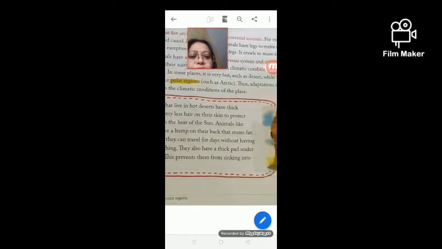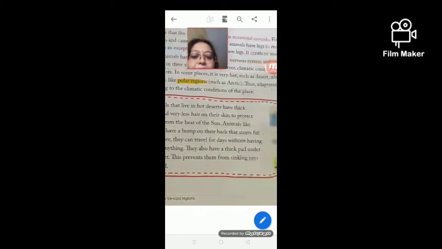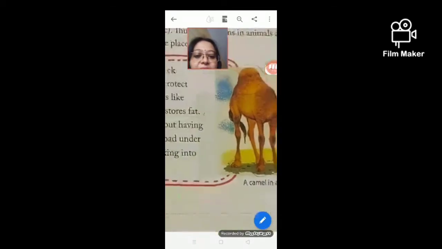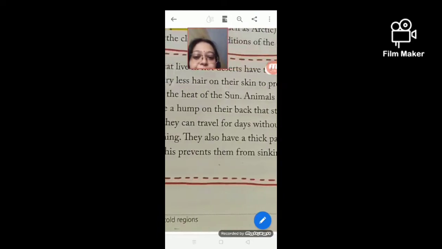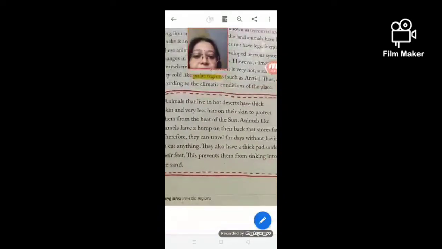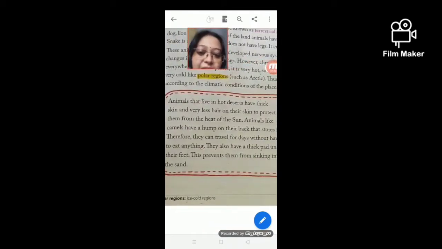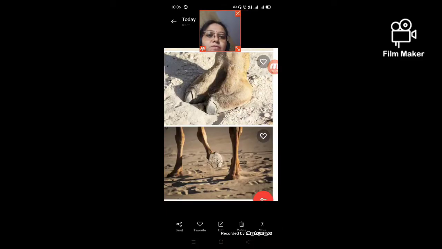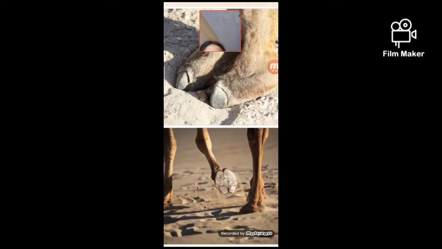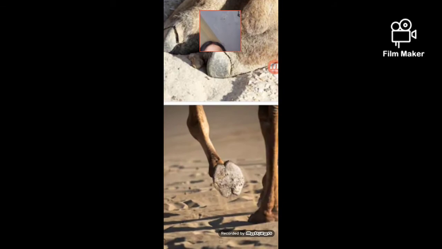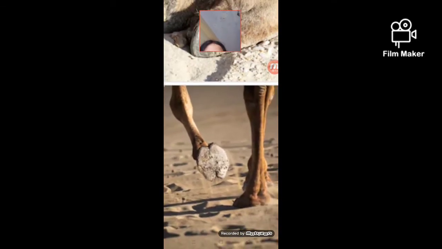They also have a thick pad under their feet. This prevents them from sinking in the sand. That is why they don't sink in the sand. So, as you can see, this is the padding. See the foot of the camel.